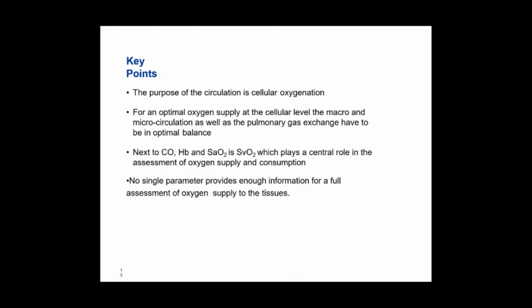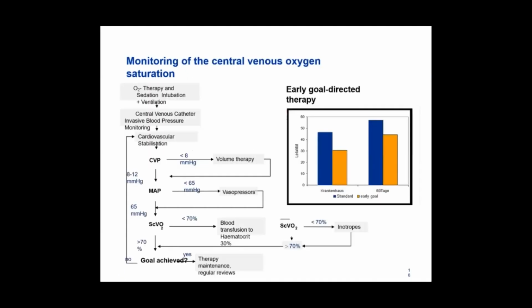So the purpose of the circulation, of course, is cellular oxygenation. And for an optimal oxygen supply at the cellular level, the macro and micro circulation as well as pulmonary gas exchange have to be in optimal balance. Next to cardiac output, hemoglobin and SaO2, it is the mixed venous oxygen saturation which plays a central role in the assessment of oxygen supply and consumption. So no single parameter provides enough information for a full assessment of oxygen supply to the tissues. These are some key points we have to keep in mind as we manage the patient.